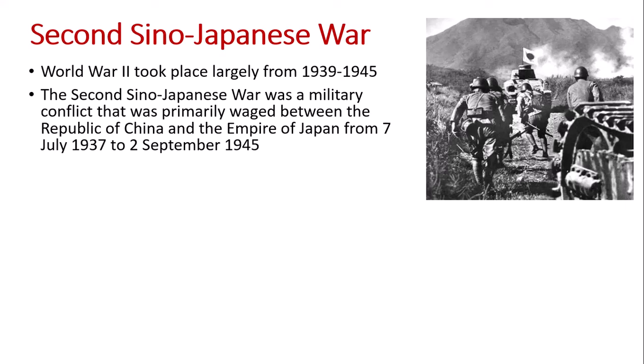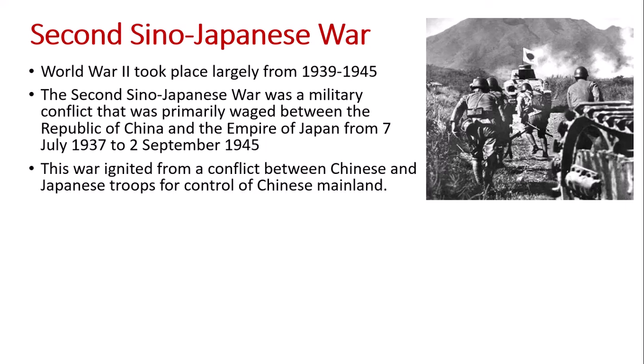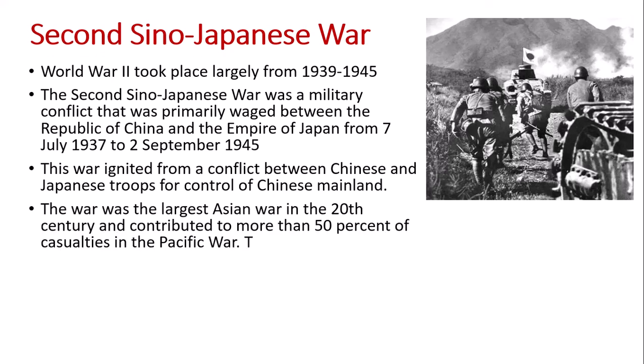But the Second Sino-Japanese War was a military conflict waged between the Republic of China and the Empire of Japan from July 1937 until September 1945. The war ignited from a conflict between Chinese and Japanese troops for control of the Chinese mainland. And it really was the largest Asian war in the 20th century.